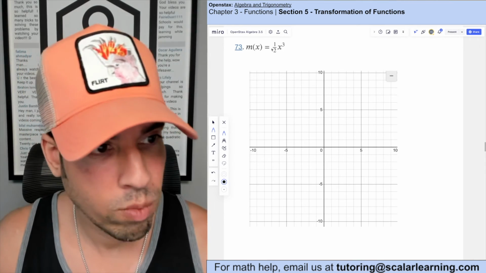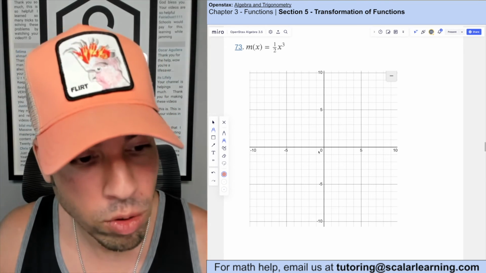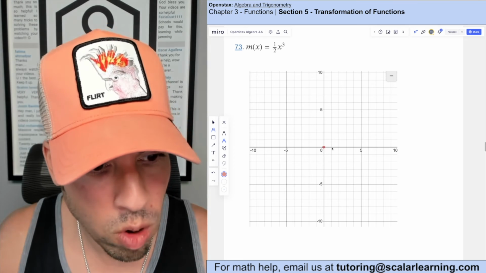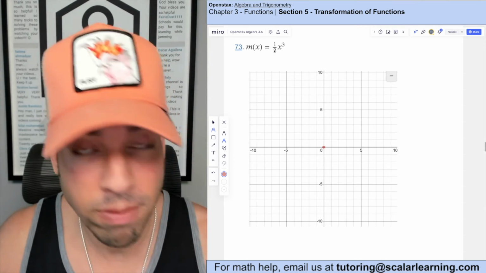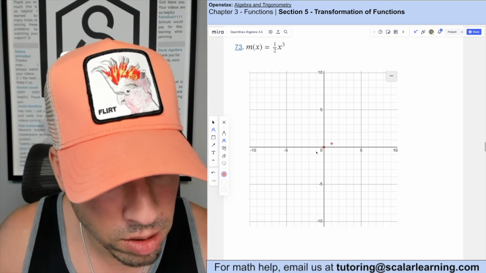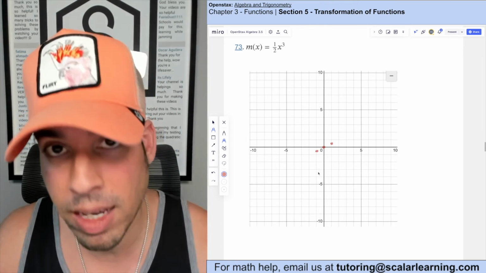So for this one, we just have one transformation, which is a vertical compression by 1/2. So everything is still going to start here at 0, 0. Now, normally I'd plug in 1 and I'd get 1, but here it's vertically compressed by 1/2. So instead of getting 1, I'd get 1/2. And you can verify this by plugging in 1 and plugging in -1. You'll see you'll get a half and -1/2.